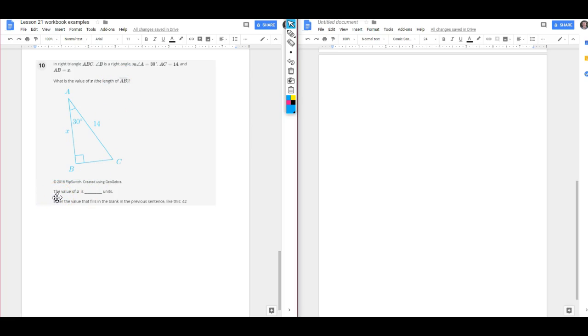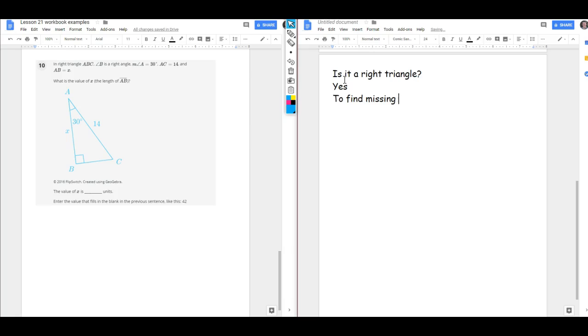So, the value of X is blank units. Enter the value that fills in the blank in the previous sentence like this, 42. So the first thing is, is it a right triangle? Yes.